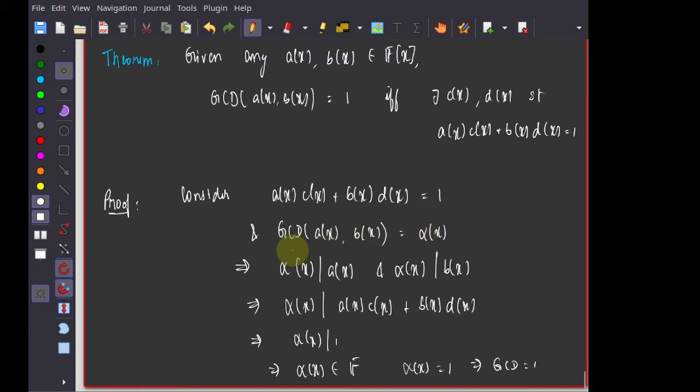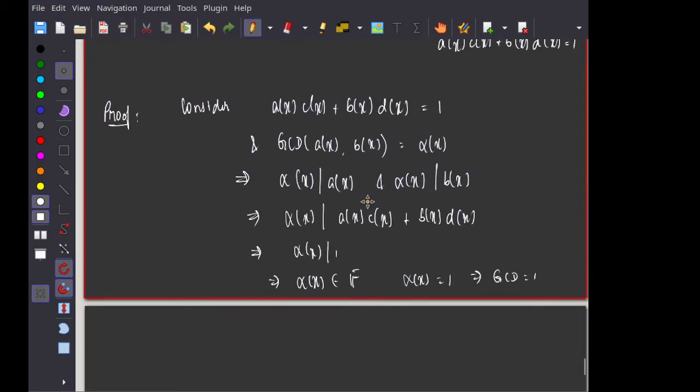Now what we want to show is that if the GCD is equal to 1, then it is possible to find a C of x and D of x such that this equation is true. Okay?